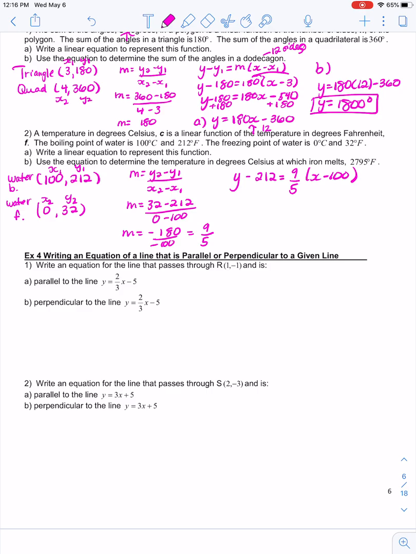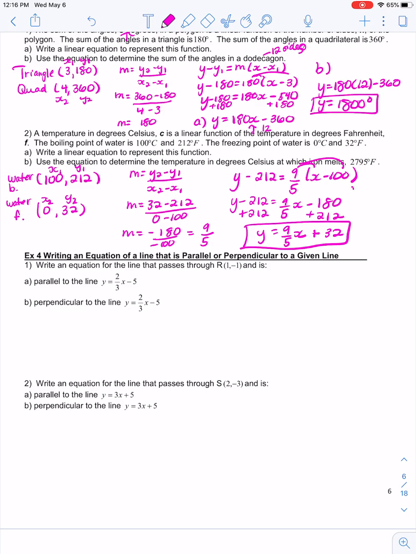Let's multiply it in and get it into slope-intercept form again. So that's y minus 212 is equal to 9/5 x minus 180. Okay, then we're going to add 212 to both sides. So that gives me y equals 9 over 5 x plus 32.